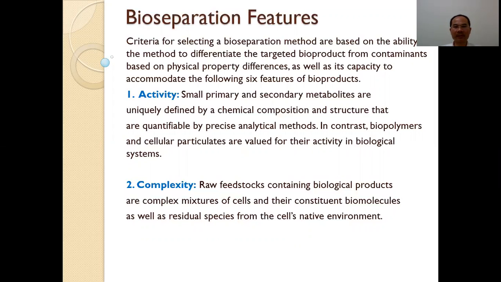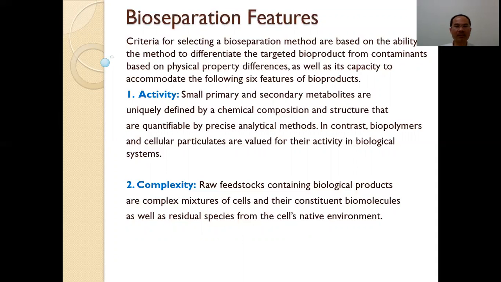And the first one, for example, is the activity. Activity: primary and secondary metabolites are unified by chemical composition and structure that are definable by precise analytical methods. So we talk about activity, for example, like enzyme, yeast, something like this. This product we use to characterize the reaction. That means we talk about the activity. The activity property is really important. Which kind of method will we use to separate this product? And also, after separation, the activity still works.